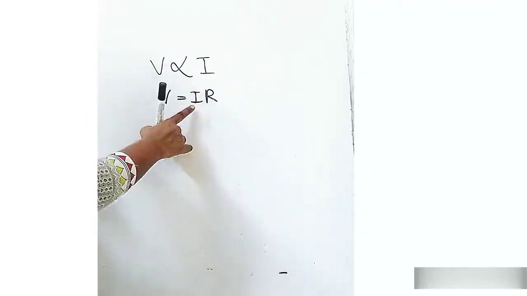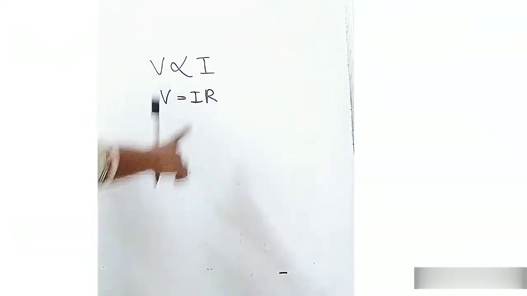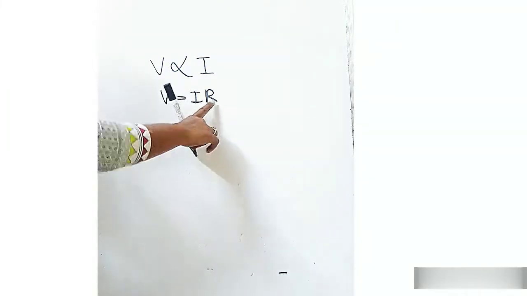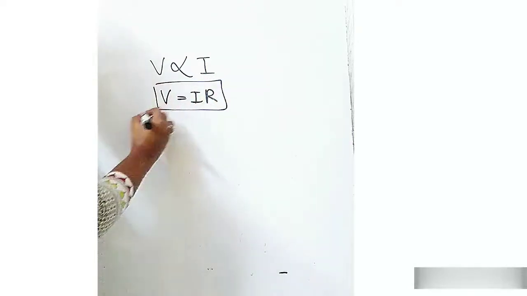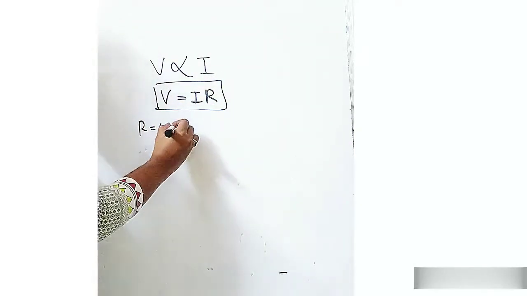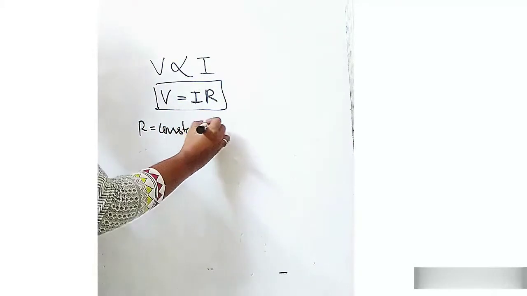So I remove the proportionality. I put the constant as resistance. Okay, I put the resistance. Now this is your formula. Now R is the constant, that is the resistance of the resistor.